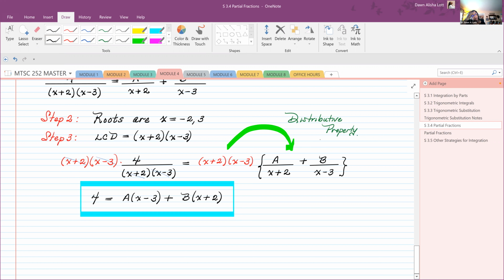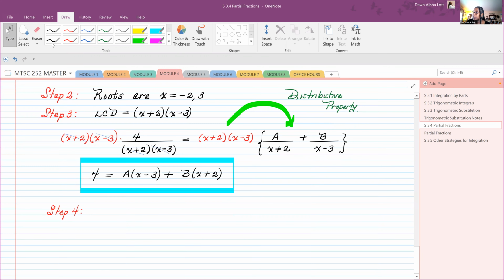Once you get to the major equation, I can now use it to solve for the constants that we created. We created A and B, so I have to solve for A and B. Okay, so in step 4, I'm going to use my roots. So let's let x be the first root, -2.